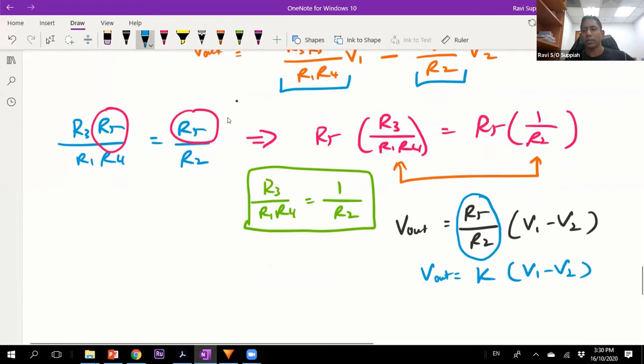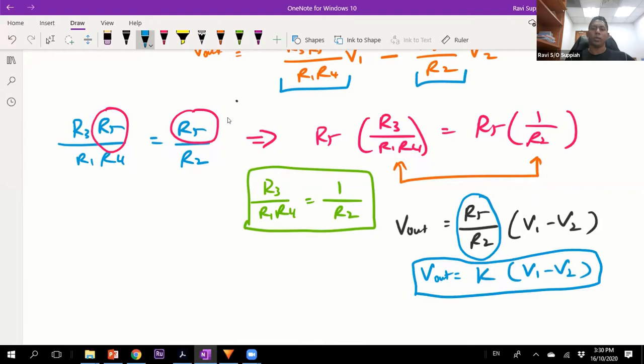Alright, so that is what the question is asking. How do I choose some resistor values to make sure that the output is now just a constant factor K multiplied by V1 minus V2? In this case, you choose resistance values that satisfy this condition. After that, your output signal will just be an amplification multiplied by the difference between the two signals.